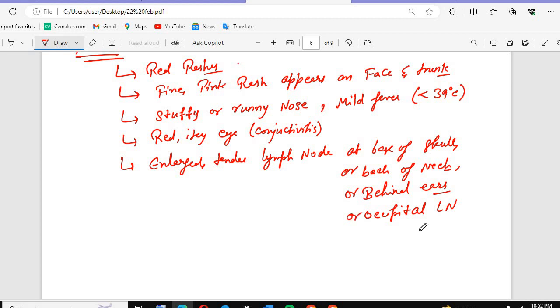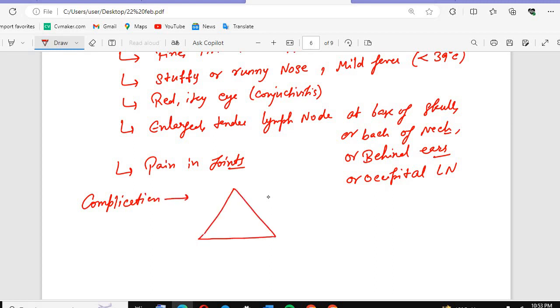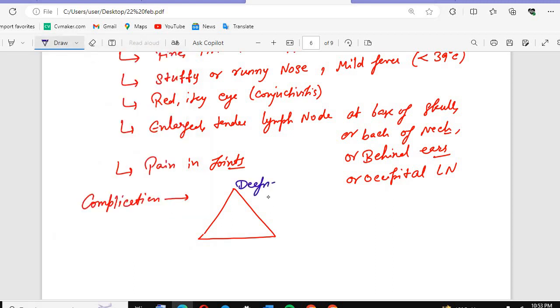Now remember the patients can have pain in the joints. Yes, pain in the joints is also possible. Along with that, you need to remember the complications of rubella, the triad that we can see in these conditions. You can remember the triad, which is very, very important: deafness, CHD, and cataract.